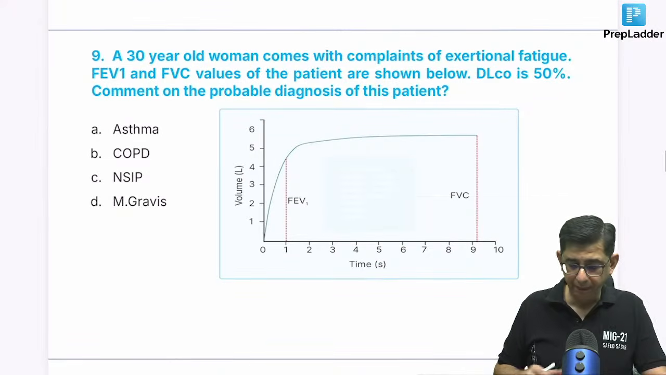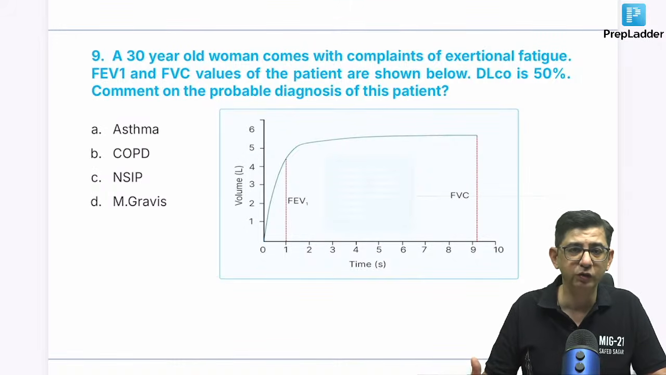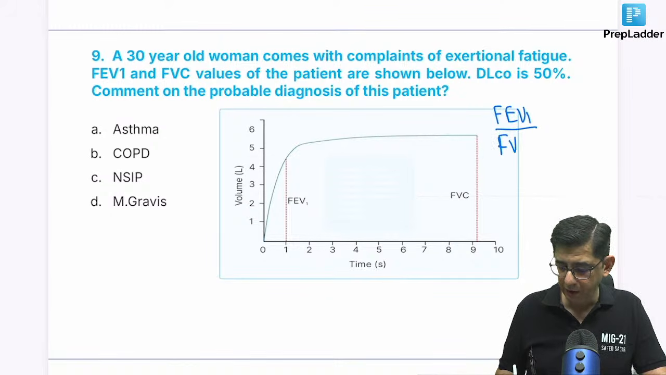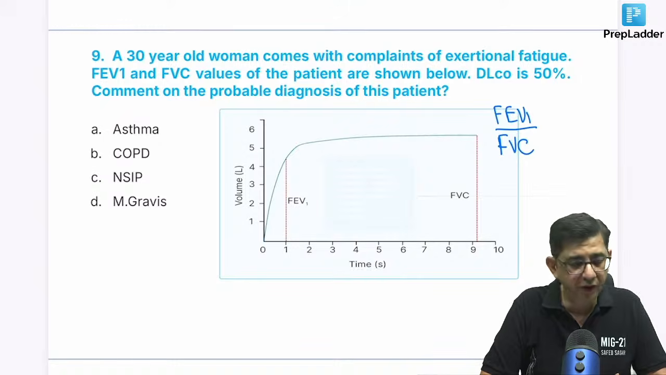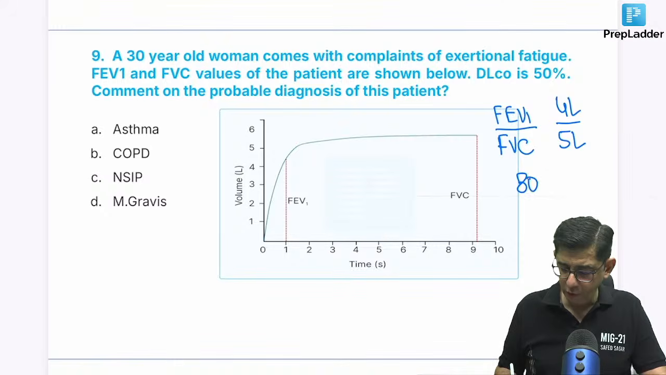Okay. Next is a patient who is a woman and she has come with getting tired very soon. The FEV1 and the FVC values are given with a DLCO value as well. And it says comment on the diagnosis in this case. So what I will do is I'll take the calculator and calculate the timed vital capacity. The timed vital capacity value is FEV1 divided by FVC. FEV1 in this case is 4 liters. FVC is about 5 liters. So if I divide this, the value will turn out to be 80%.